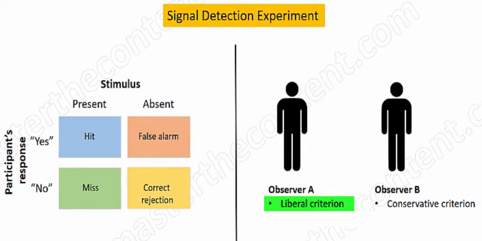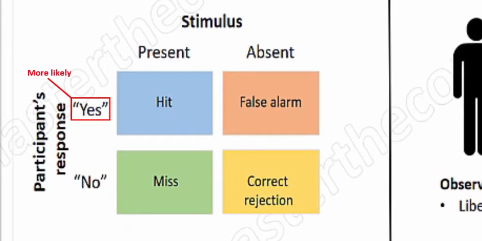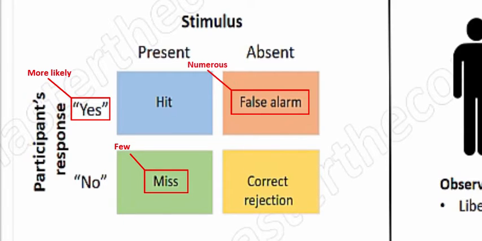Beginning with observer A, who has a liberal criterion, meaning they're more likely to give a yes response whenever there is any suspicion of a stimulus. If we come over here, if observer A is more likely to give a yes response, this will result in few misses, but also numerous false alarms.